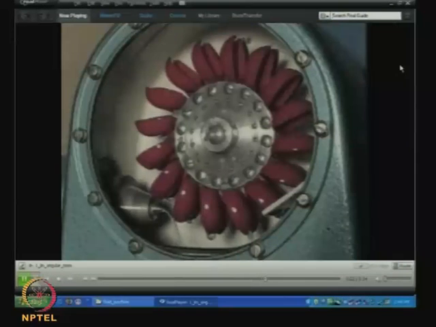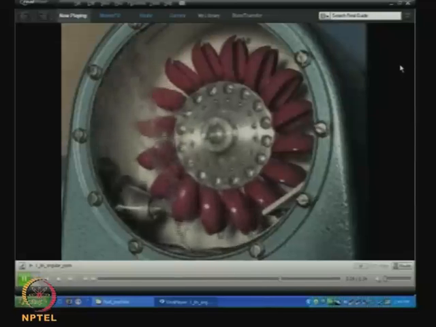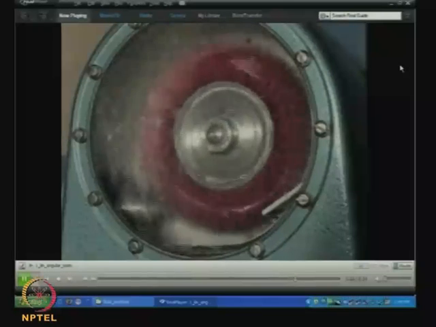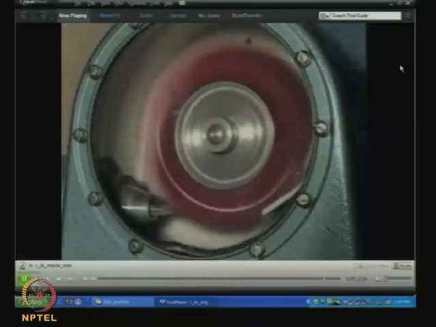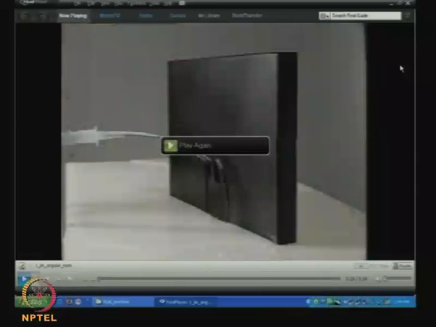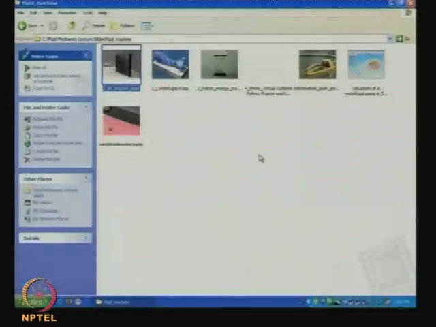Now look into an example. Here you see there is a rotor, this is known as a Pelton wheel. We will see that later on, that it is basically a sort of a part of a turbine. See that there is a jet which is falling on the blades of the wheel and it starts rotating. So it is a transfer of energy which creates a change in angular momentum.